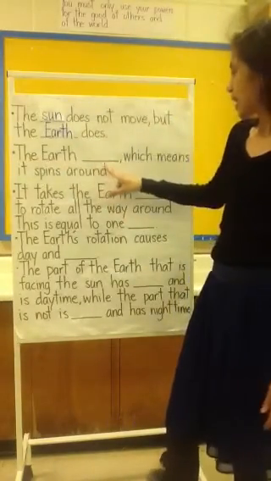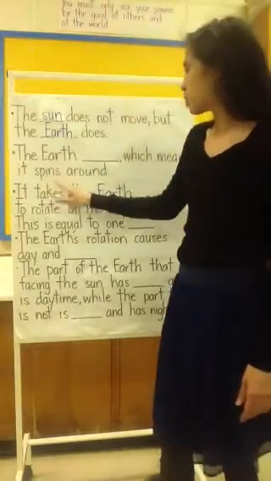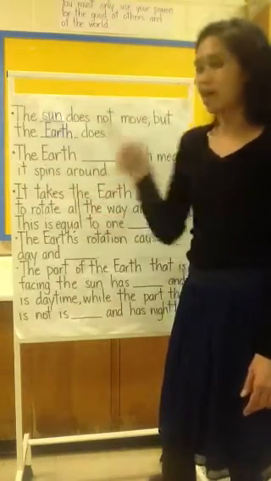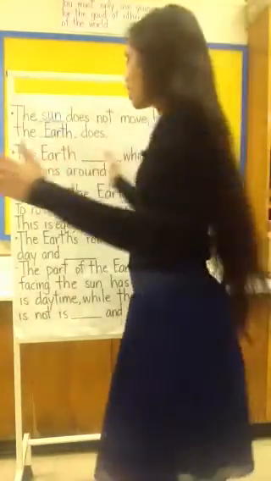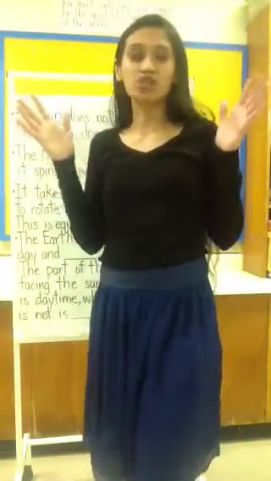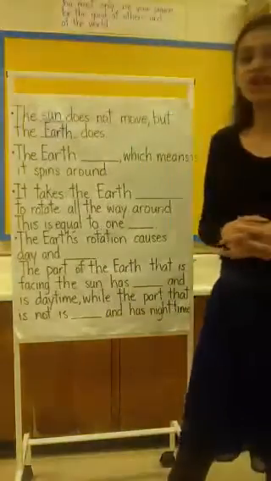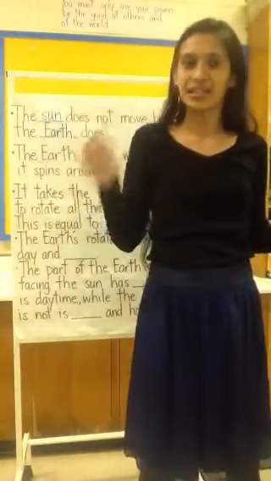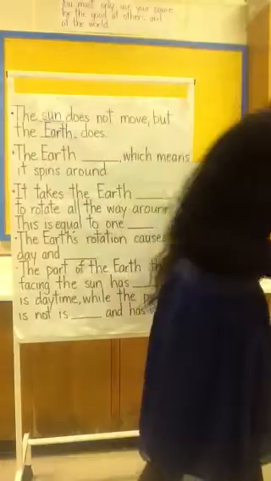All right, let's look at the next sentence. The earth blank, which means it spins around. I know I showed you that the other day. Remember, the earth does this. That's spin, but there's a fancy word. There's a special science vocabulary word for the word spin. Who knows what it is? That's right. It is rotate.